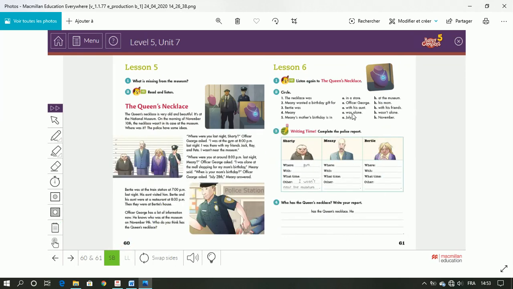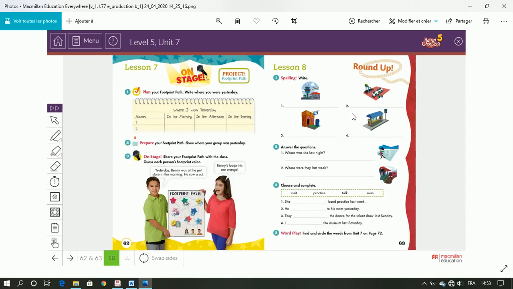Then we move here to reading this text to practice unit language. So we had read it before. Today's session is about practicing unit languages here in the class project. Okay, so we will start with exercise number 1 here. Plan your footprint pad, right, where you were yesterday. Plan your footprint.